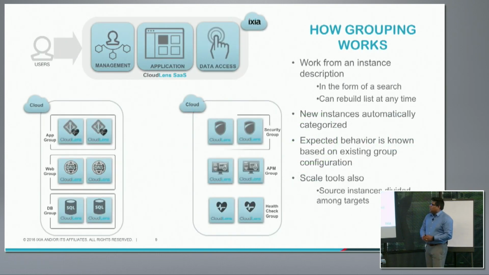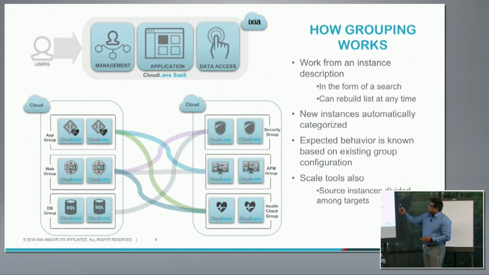So this is how we work, right? As a user, you log in to our SaaS portal, you install our CloudLens containers within your source and tool instances. Here in this example, I've grouped my 3-tier architecture as separate app, web, and DB groups on the source side. On the tool side, I want to send the traffic to my security, my APM, and my health check group. So with a simple drag and drop, I create this peer-to-peer VPN tunnel.